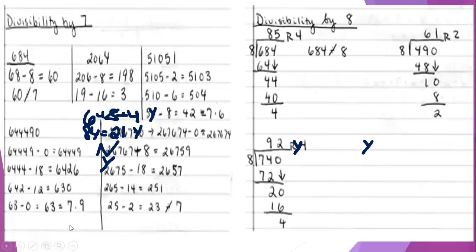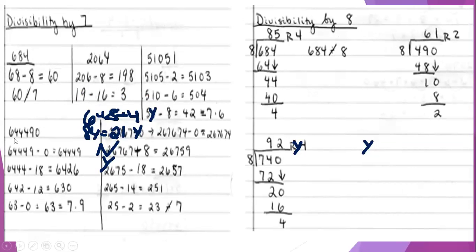Here we go. So you take the number, and then you subtract double the end digit from the rest of the number. You can see 68 minus 8 is 60. Is 60 divisible by 7? It is not. And you can go all the way down until it's an easy number, but it can also equal 0.